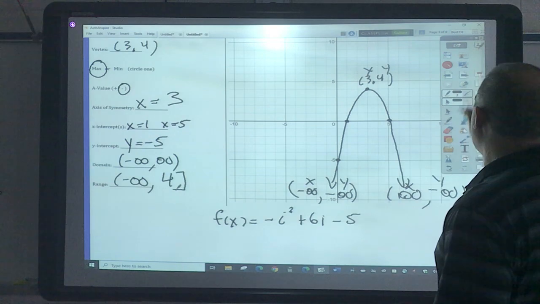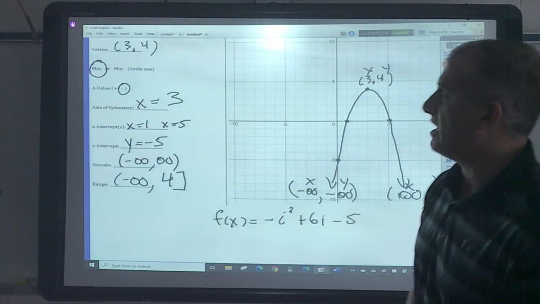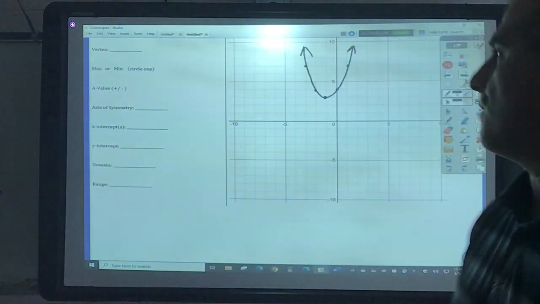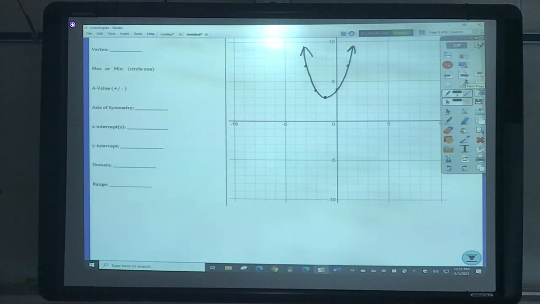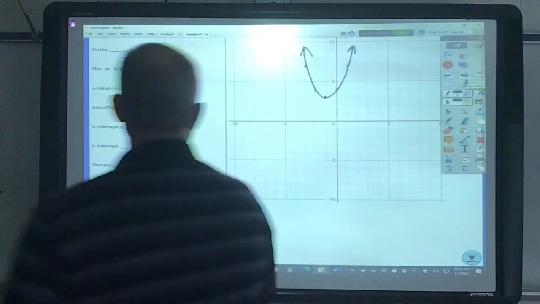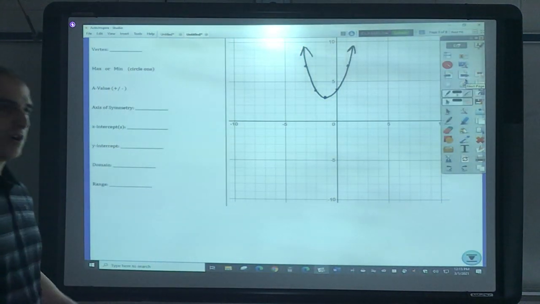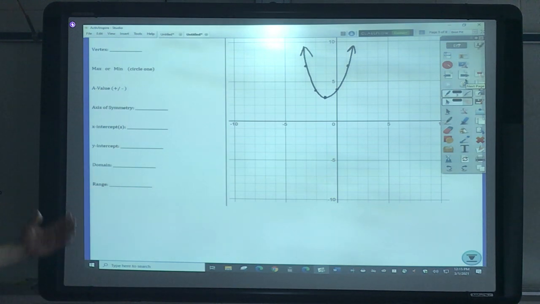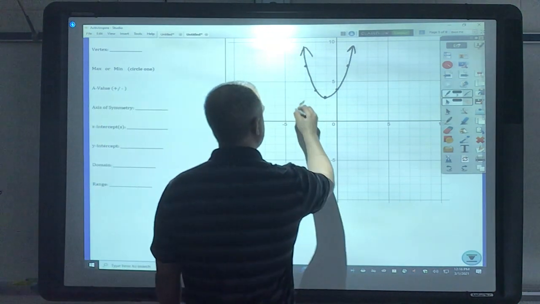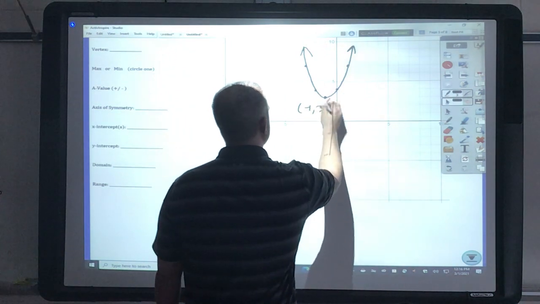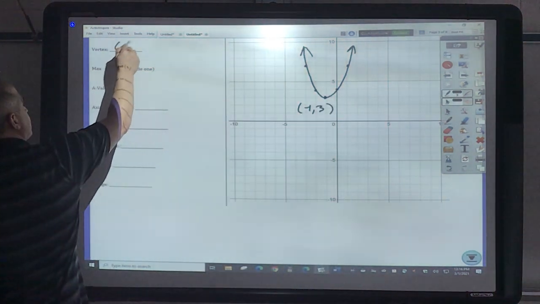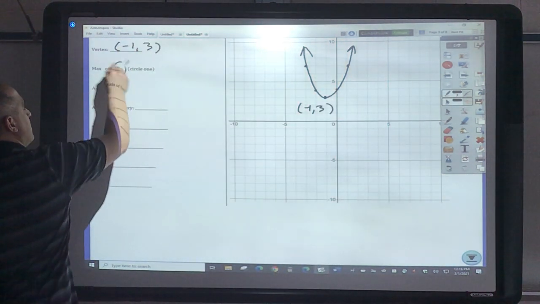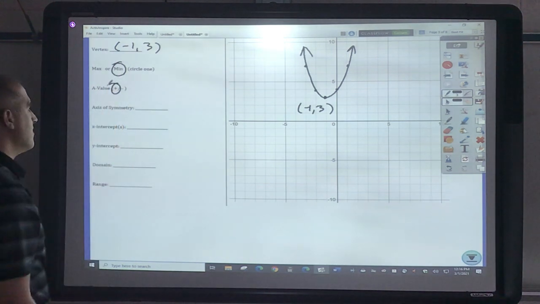All right, so what I want to do, because I only go one at a time, I want to pause this video. If you're working in Go Formative, you can go ahead and work in Go Formative. That's not a problem. You'll see all 4, but I'm going to go one video at a time. So pause, this would be the first one you would do. All right, this would be -1, 3. So the vertex is -1 and 3. This is a minimum with a positive value there, okay?